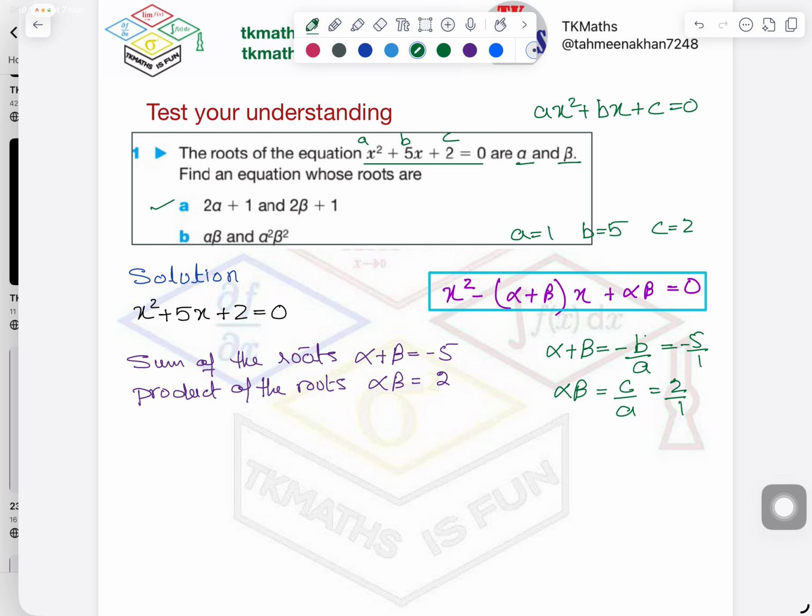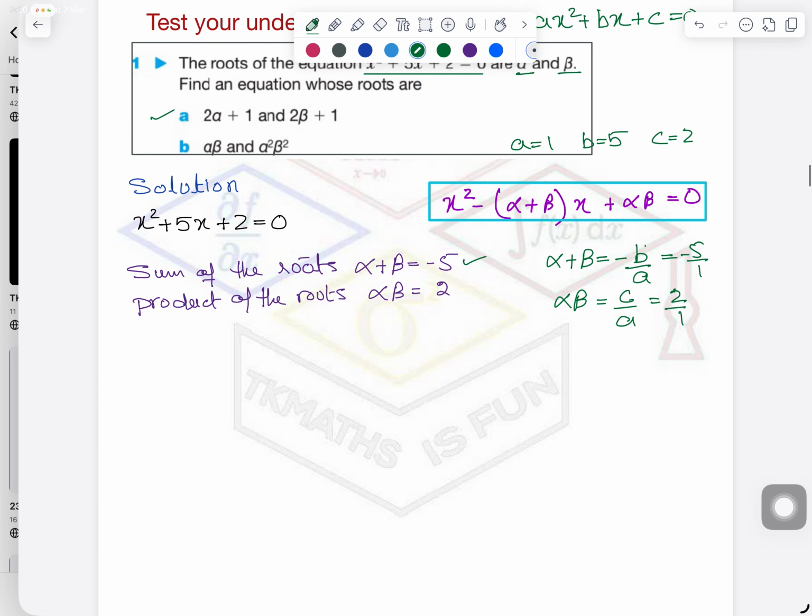So that's why I have written here, sum of the roots alpha plus beta is equal to minus 5, and product of the roots is equal to alpha times beta, which is 2. So there is a very strong connection here between the roots and the coefficient of x square, x power 1 and the constant. So now using this we will solve part B in this video.